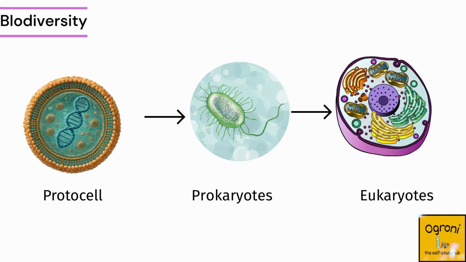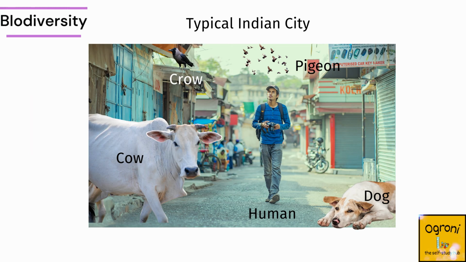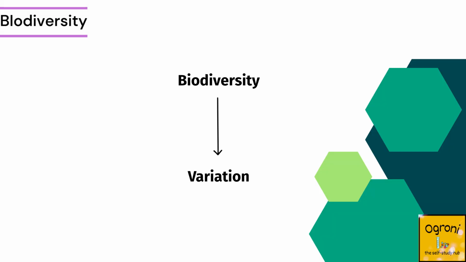So, we can say that all living organisms have developed from these primitive cells. But if we look around, we can see all living organisms are not uniform. We can say that a human being is definitely different from a cow, is different from a dog, is different from a crow, and so on. This biodiversity that we see around us is due to variation.